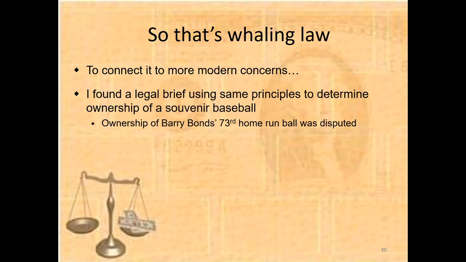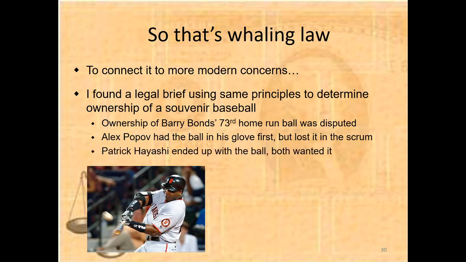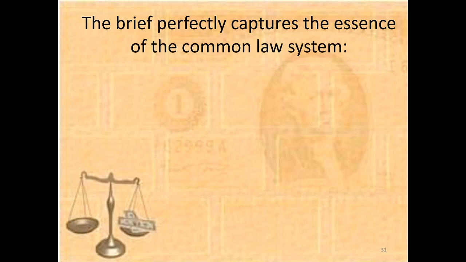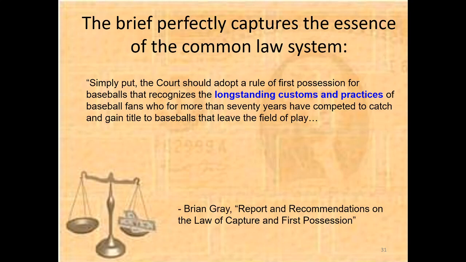To connect it to a more modern concern, I found a legal brief using the same principle to determine ownership of a souvenir baseball. Ownership of Barry Bonds' 73rd home run ball was disputed. Alex Popov had the ball in his glove first, but lost it in the scrum. Patrick Hayashi ended up with the ball. Both wanted it. The brief perfectly captures the essence of the common law system.